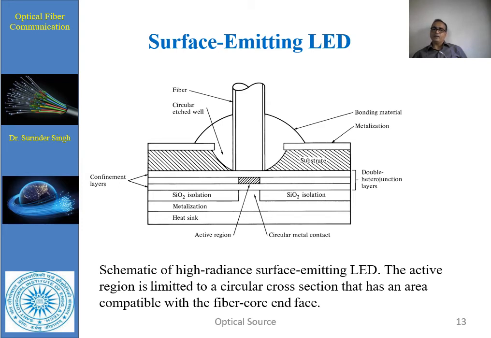The power has to diminish by cos theta, where theta is the angle between the viewing direction and the normal to the surface. So the power is down to 50% of the peak value when theta goes to 60 degrees. This is the total half power beam width of 120 degrees that is possible in this surface emitting type of LED.